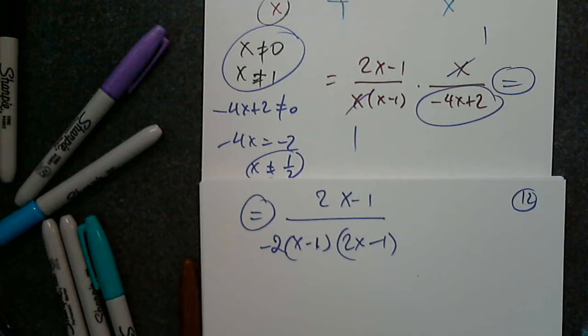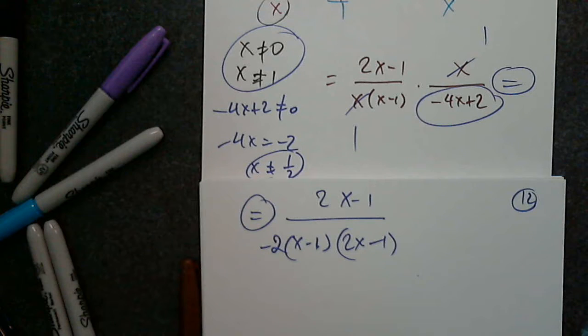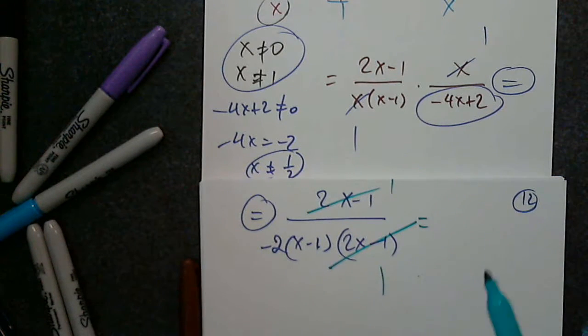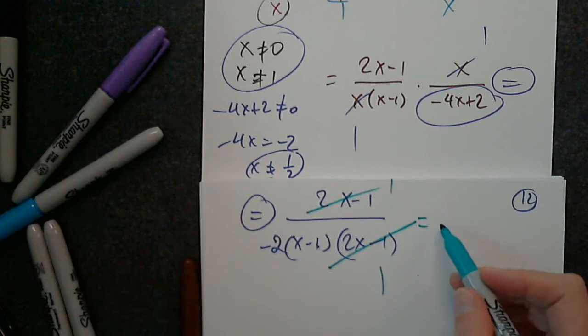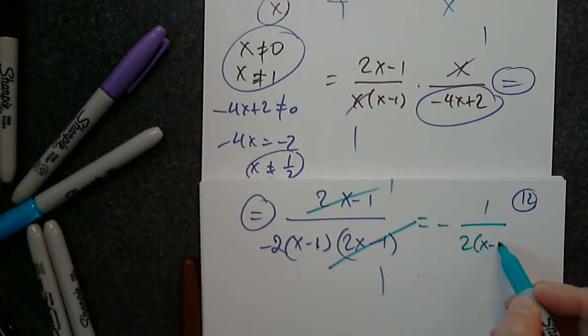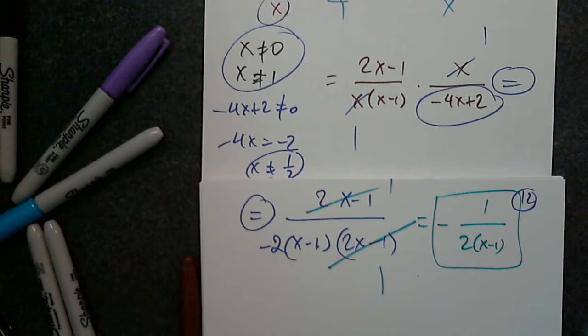See what happens now? If I don't simplify by factoring, I will not cancel that common factor of 2x minus 1. So now the simplified form is negative 1 over 2 times x minus 1. You understand why now all polynomials have to be in descending order, no negative leading coefficient, and fully factored.